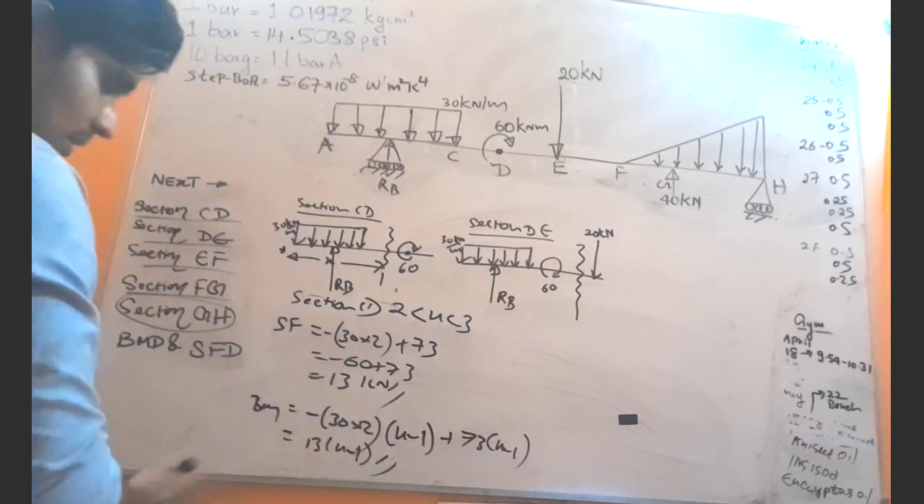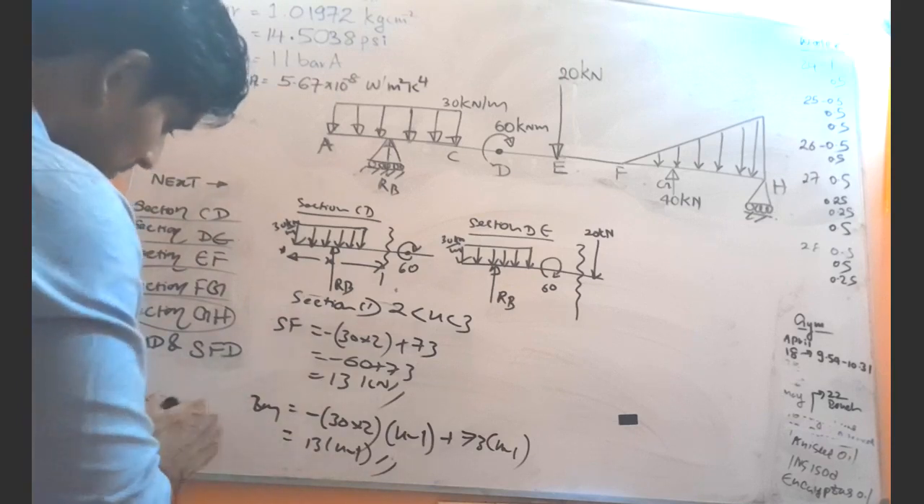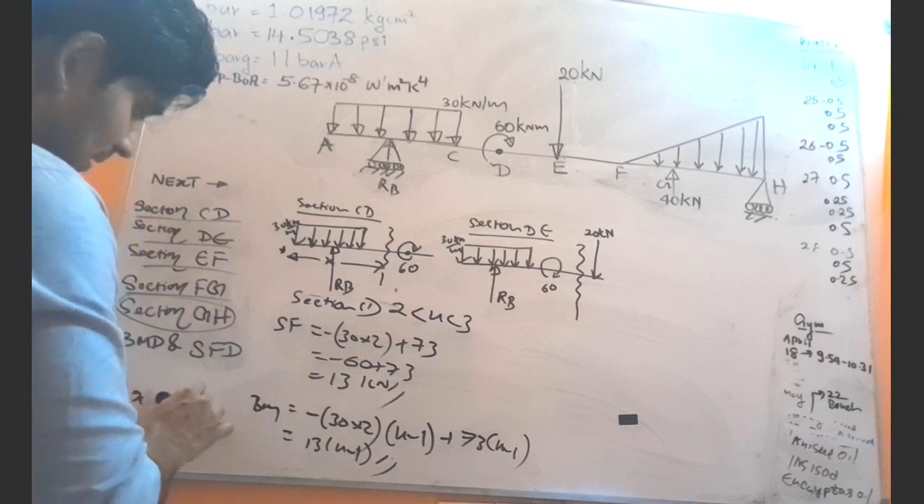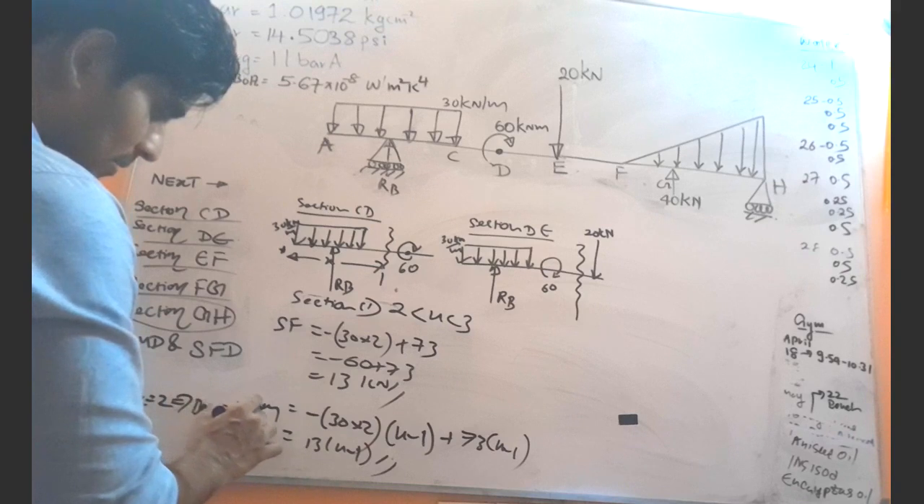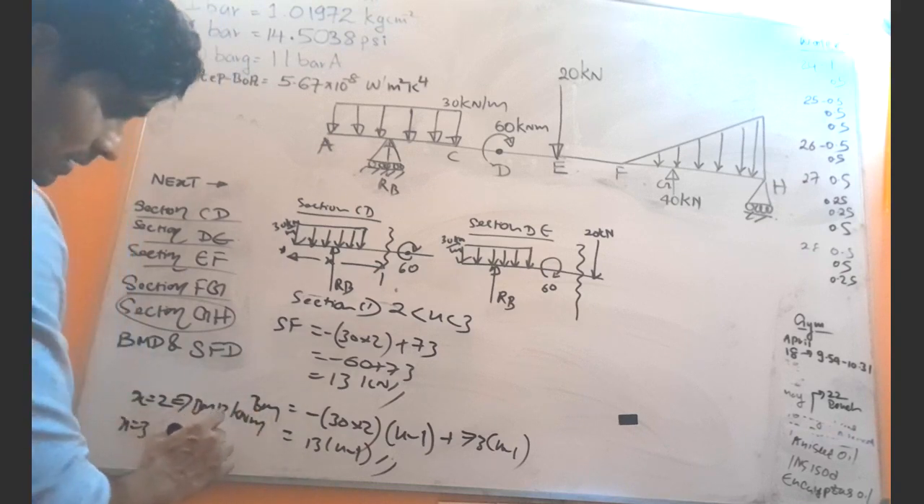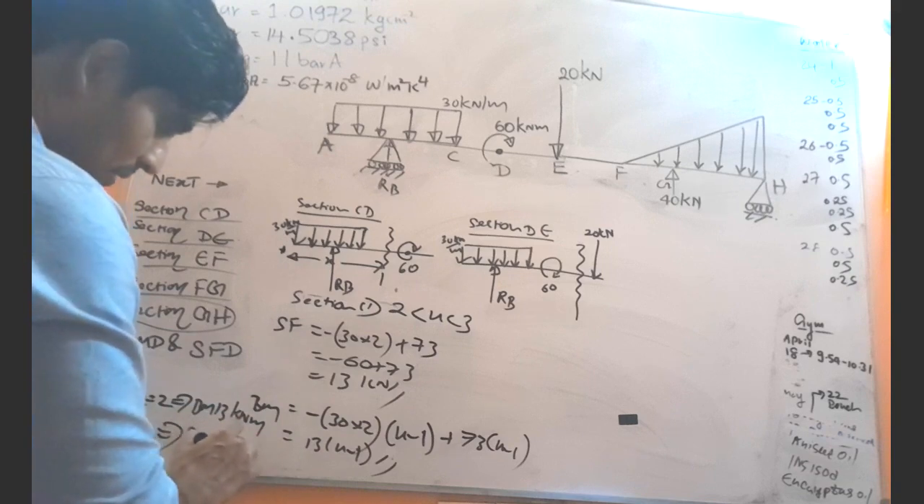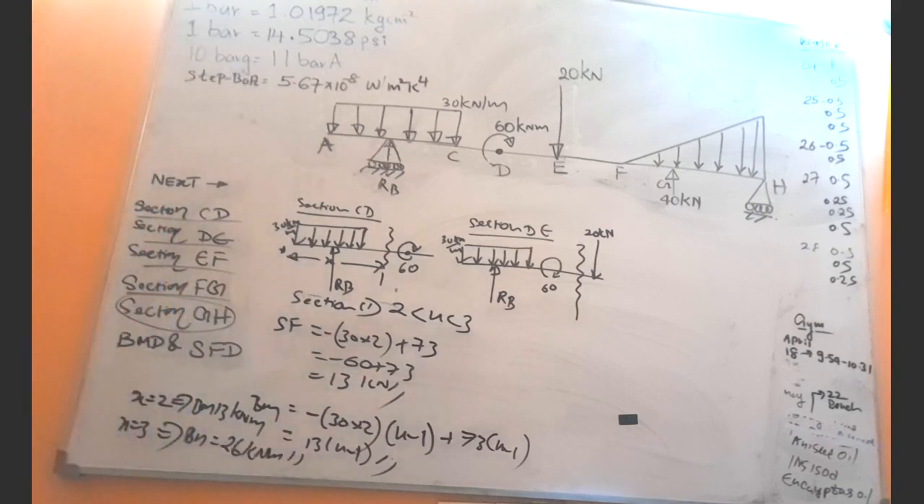So according to this, when we put the lower limit, when x equals 2, the bending moment is 13 kilonewton meters, right? When x equals 3, it implies that the bending moment is 26 kilonewton meters, right? Okay, 13, 26 and 30.